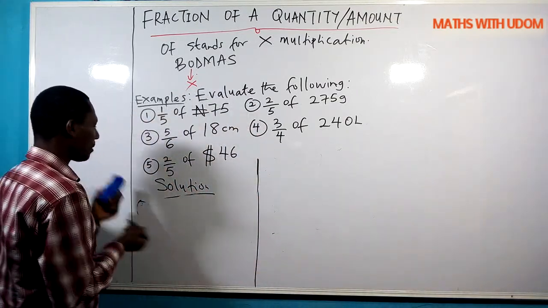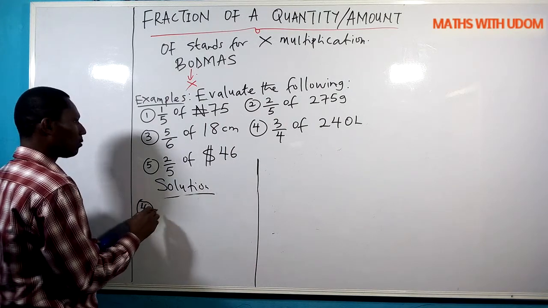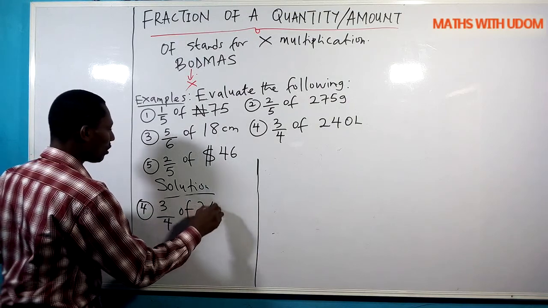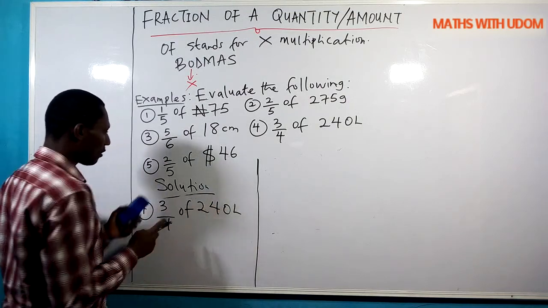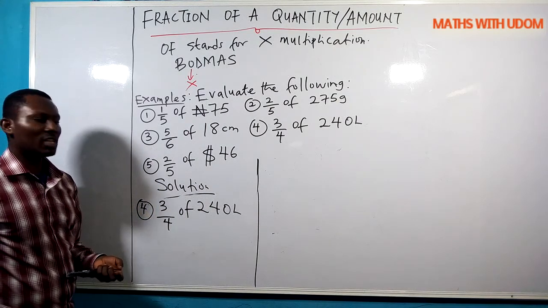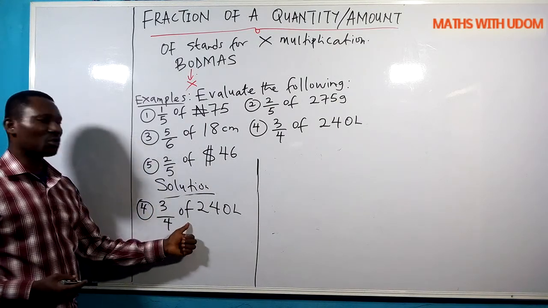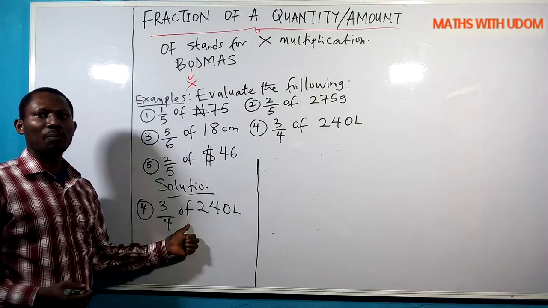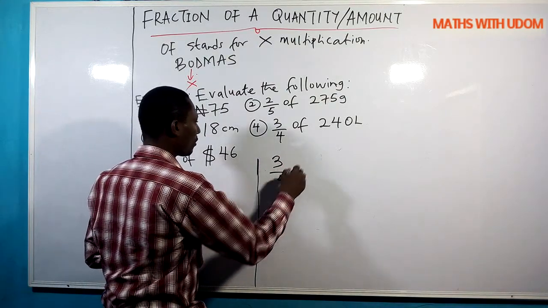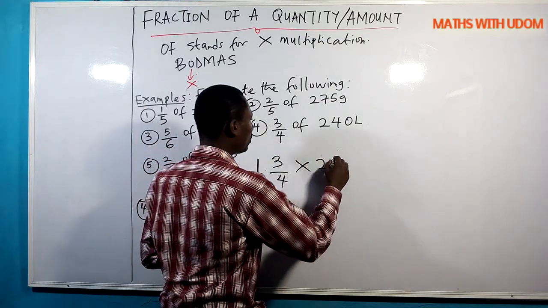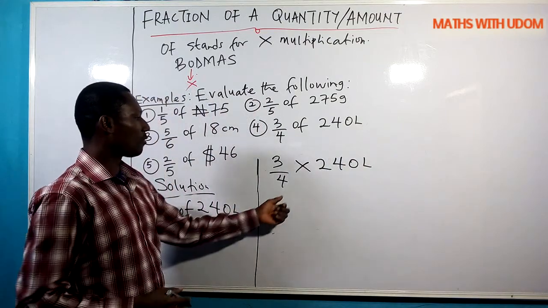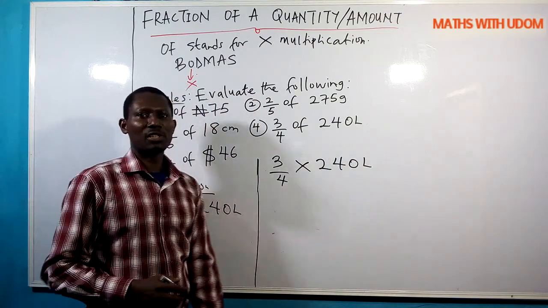So what do we have in example 4? We have 3/4 of 240 liters. Okay? 3/4 of 240 liters. So the first thing to do is to change the "of" to what? Multiplication. And that gives us 3/4 multiplied by what? 240 liters. Okay? So 4 can go in 240 directly.